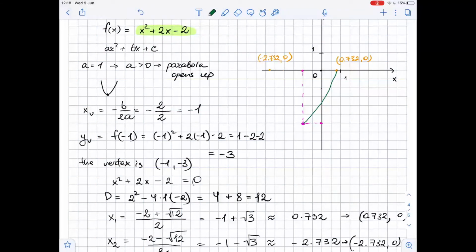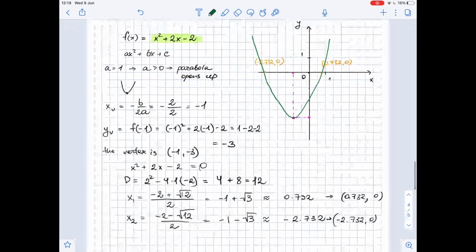smoothly. Here it goes like this. Here. So this is what our parabola will look like.